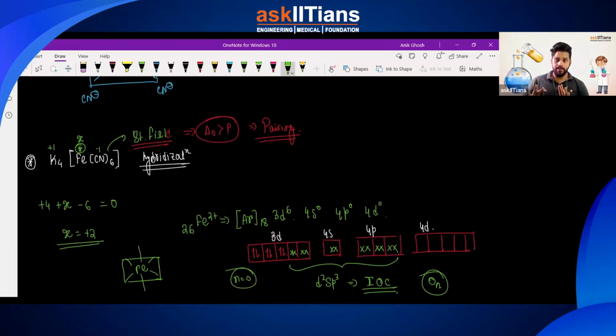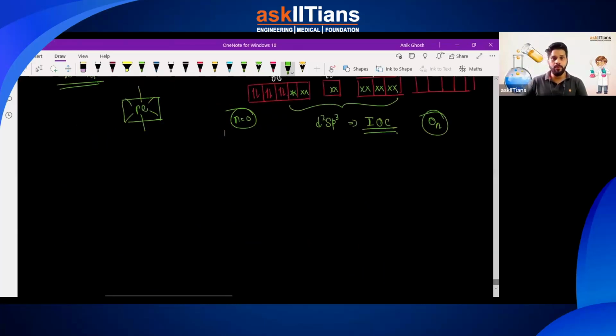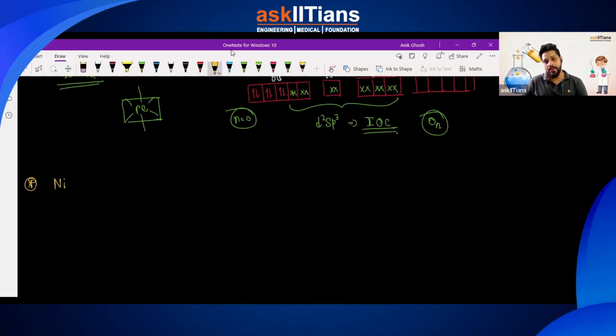Are we getting this, guys? If you have got this so far, now you try some questions. I'm going to give you some questions. Try them up. First question is Ni(CO)4. Try this question. Then you try K3[Fe(CN)6]. You have done potassium ferrocyanide, now do potassium ferricyanide. Then you solve.